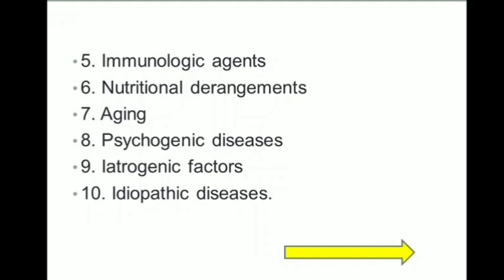Now coming to tenth, we have idiopathic diseases. Idiopathic means of unknown cause. Although so much is known about the etiology of disease, there are still many diseases for which the exact cause is undetermined. For example, the most common form of hypertension: 90% of hypertension is idiopathic or essential hypertension. So that is all about the common causes of cell injury.